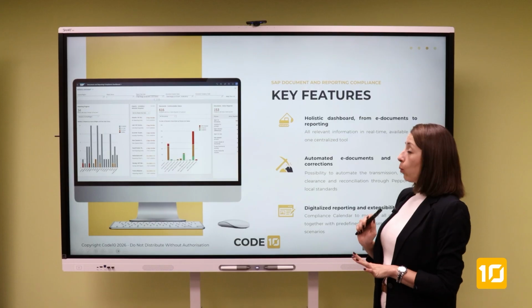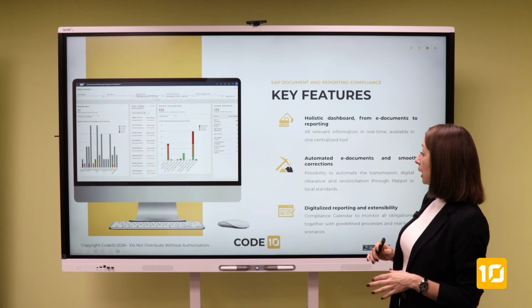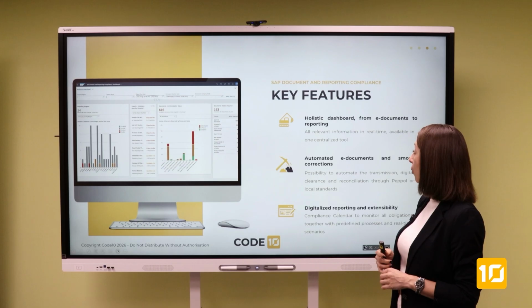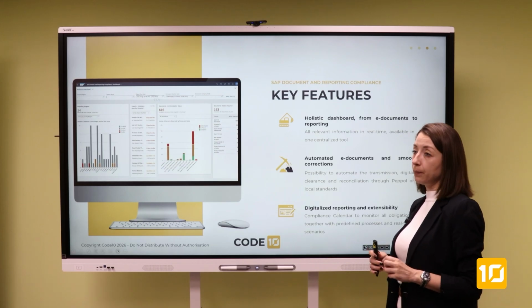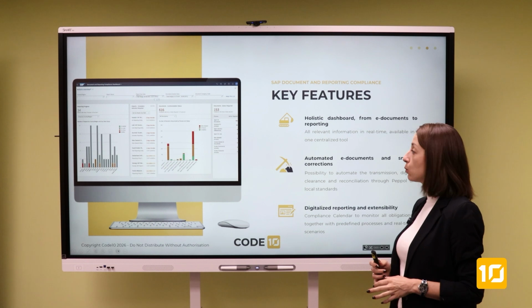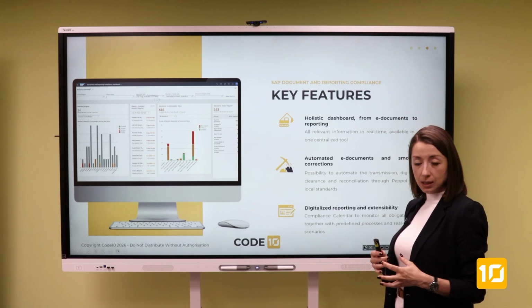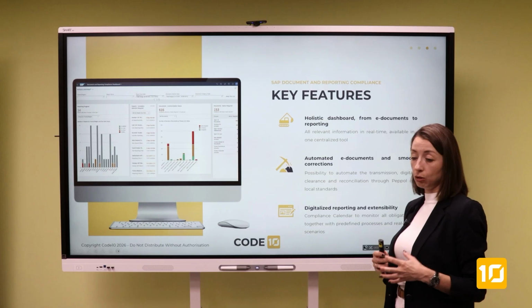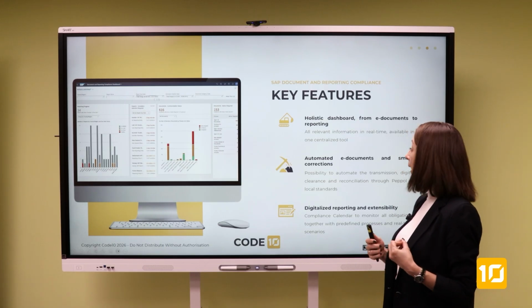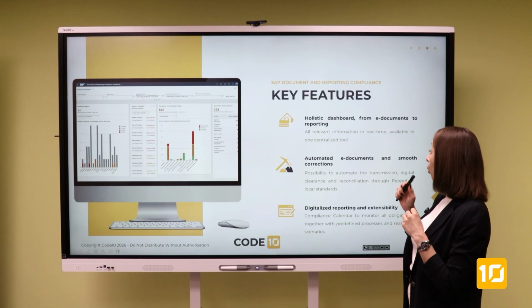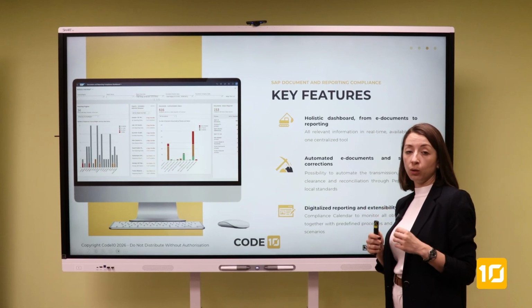So, what are the key features of this product, of this SAP offering? First of all, and I think maybe some will disagree, but for me it's one of the, if not the most important characteristics, is that it's holistic. It's holistic and it's centralized, right? So we can here find all the relevant information in real time, and they're available in one centralized tool.